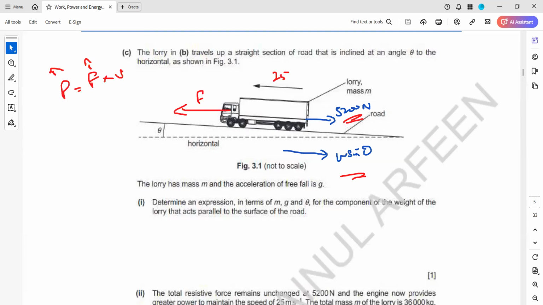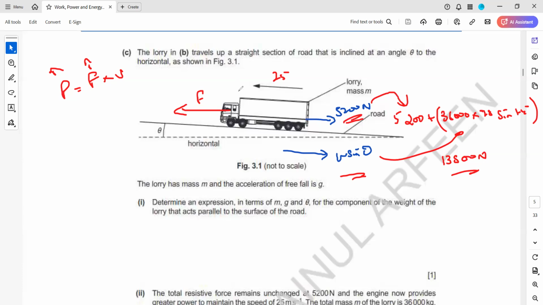The resistive force is 5,200 and the component of the weight is W, which is mass 36,000, times 9.8 the gravity, times sine of the angle 1.4. So this is the component of the weight and this is the resistive force. The total force which it needs will be the sum, because it has to maintain a constant speed. To maintain a constant speed, the forward force must balance with the backward resistive force. When we sum this, we get 13,800 Newton as the total force which we need.